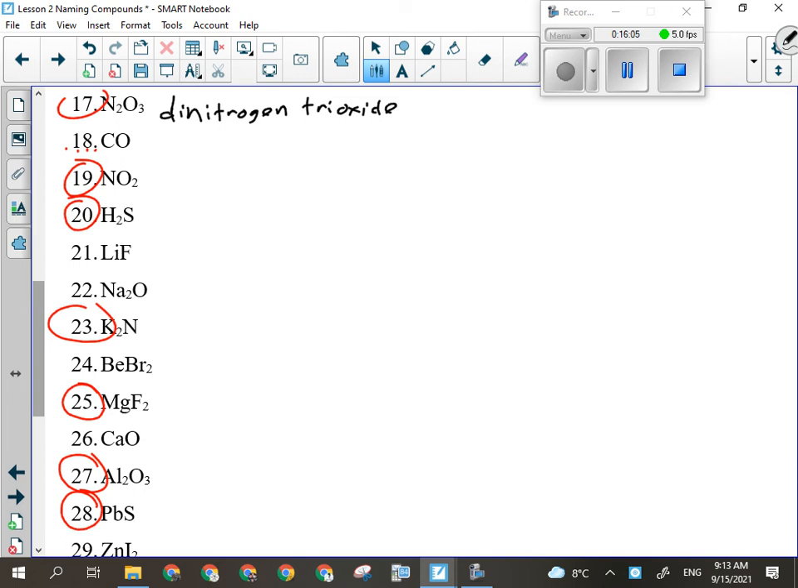All right, number 19. People will often look at this and go to their table of polyatomic ions and say, this is nitrite. Except it's not. Nitrite can only be part of what kind of compound? Ionic. This is by itself. So this is actually a molecular compound, and it would be called nitrogen dioxide.